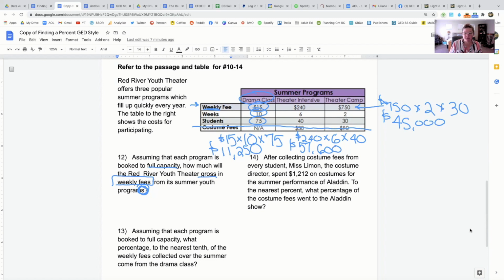Now, we've got this money from the drama class. We've got this money from the theater intensive. We've got this money, this gross from the theater camp. If I want to put all the summer youth programs together, just lumping 3 sums together, I'm just going to go ahead and add them.